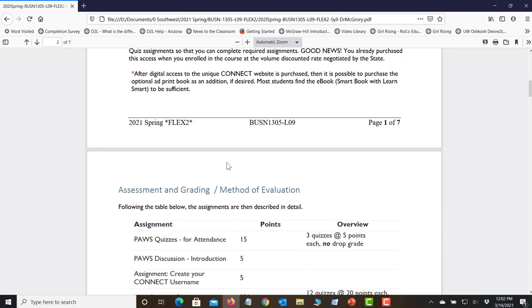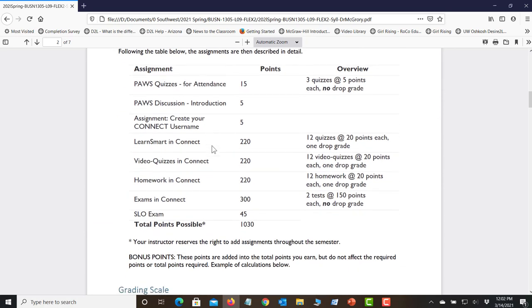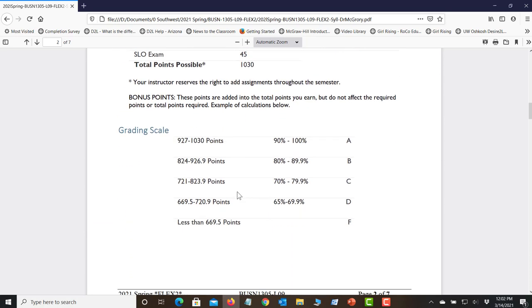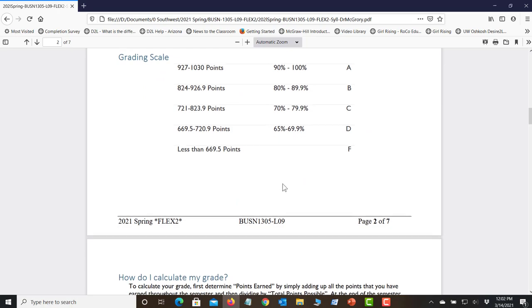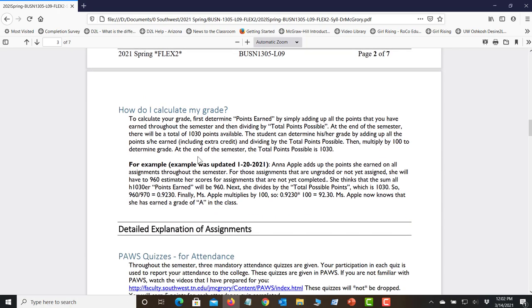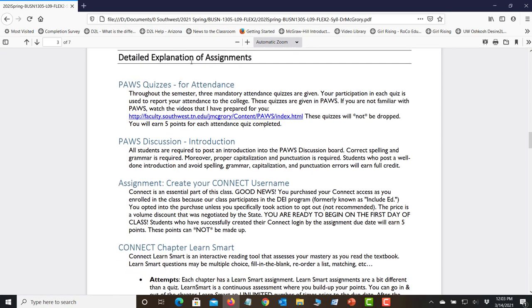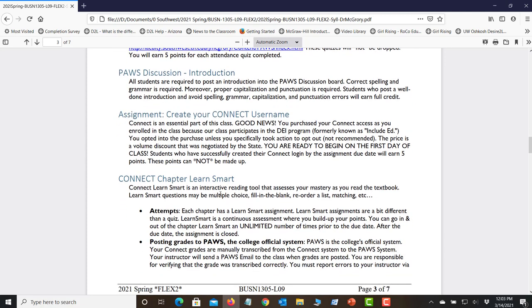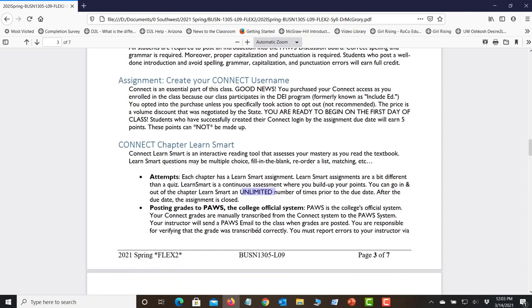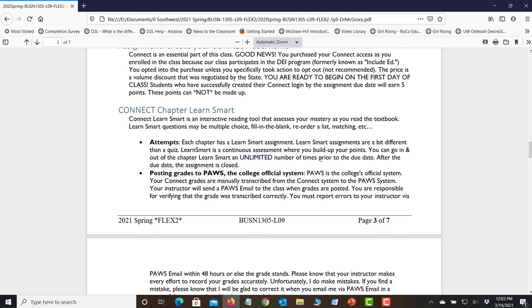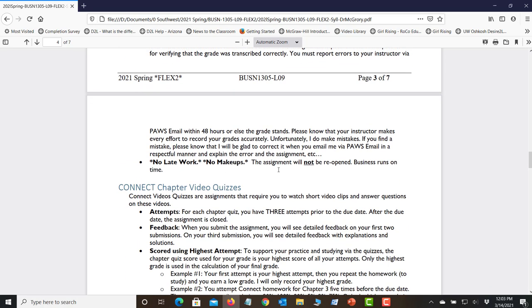Okay, so you take your time, read through the syllabus. Syllabus again has all these points. What does it take for me to get a grade? How do I calculate my grade? What about those attendance quizzes? Tell me more, right? Detailed explanation of assignments. Didn't understand the Learn Smart. How many attempts did I get? Look at that word right there. Okay, until what though? Prior to the due date. Before the due date.